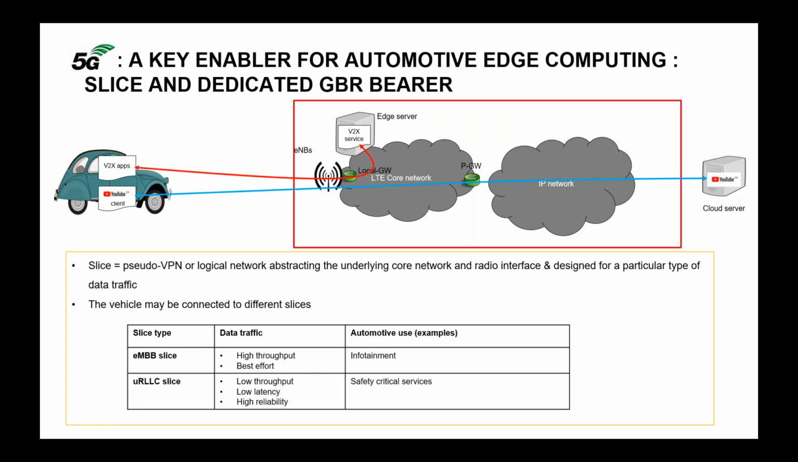The slice may also have some different scheduling policy to access the radio channel and have different terminal points. Typically, a URLLC slice may be connected to a local terminal point, so a server, while an eMBB slice may be connected and have a terminal point, a server which is in the cloud. So you can think in the future of vehicles having two types of slice.